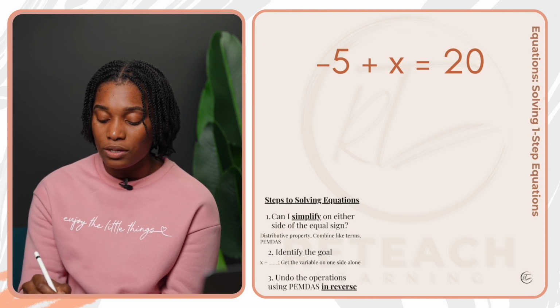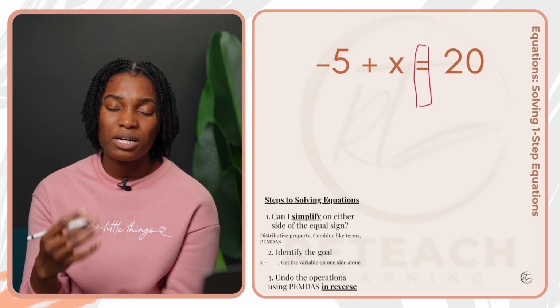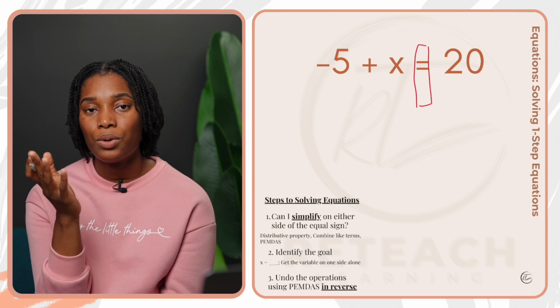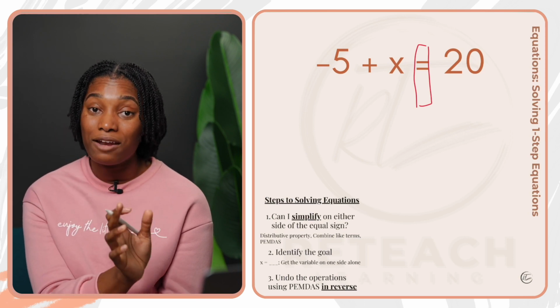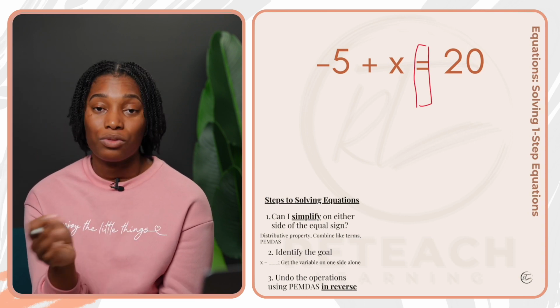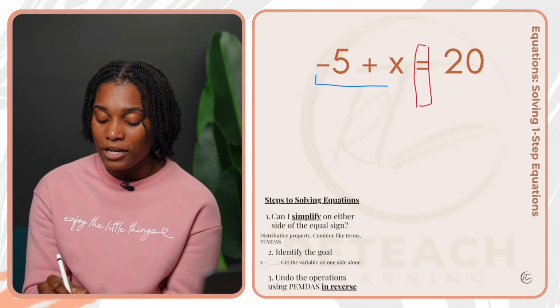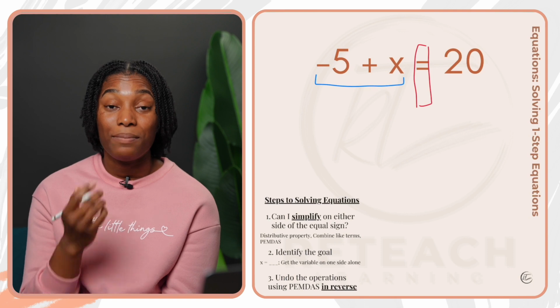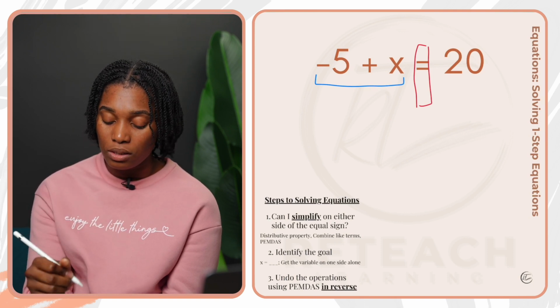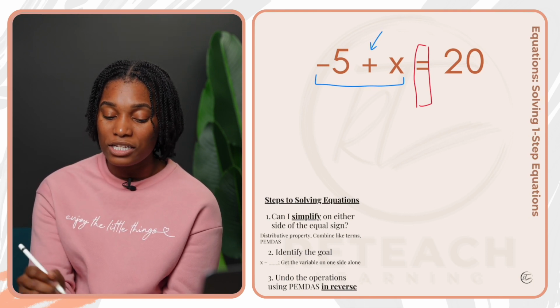Once again, we're going to pretend like this is a little wall. The reason I'm saying it's a wall is because I want you to notice that I'm only talking about the left-hand side of that wall. Not both, just one side at a time. So on the left-hand side of this wall, I have negative 5 plus x. All right, can they be simplified? Well, what they're asking me to do on the left-hand side is to add them.